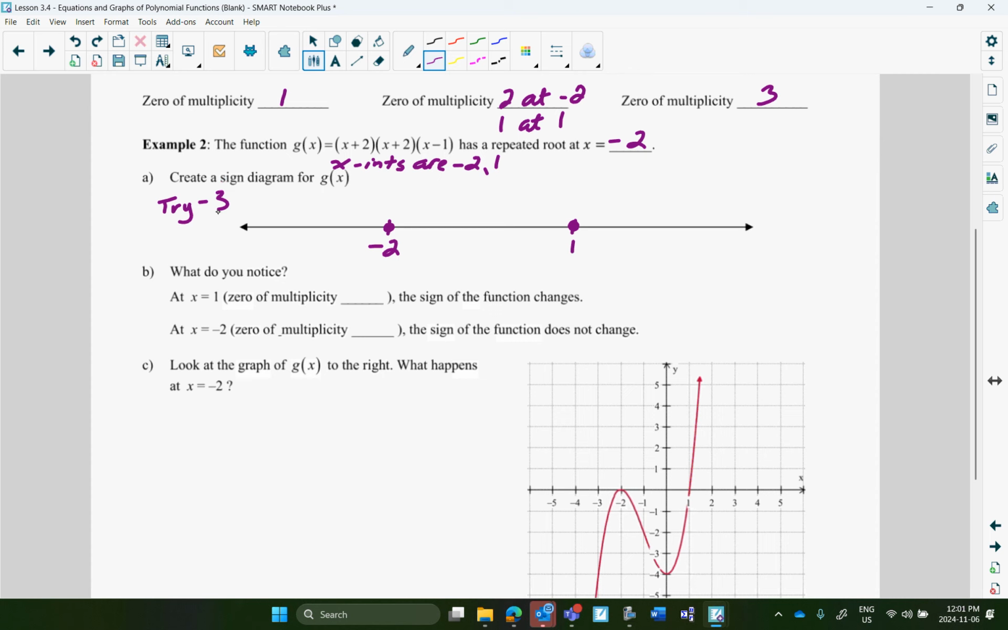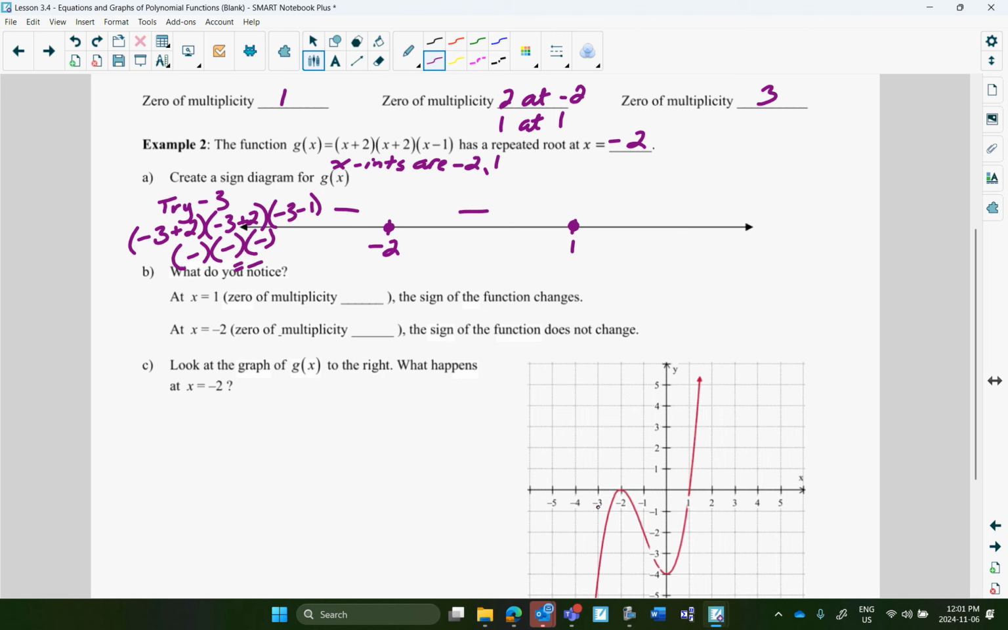So -3 plus 2 times -3 plus 2 times -3 minus 1, those are all negative. That's a negative times a negative times a negative. That means that it's going to be below, right? But remember, if an intercept appears twice, it bounces back. It doesn't go through and change sign. It stays in the negatives, doesn't it?